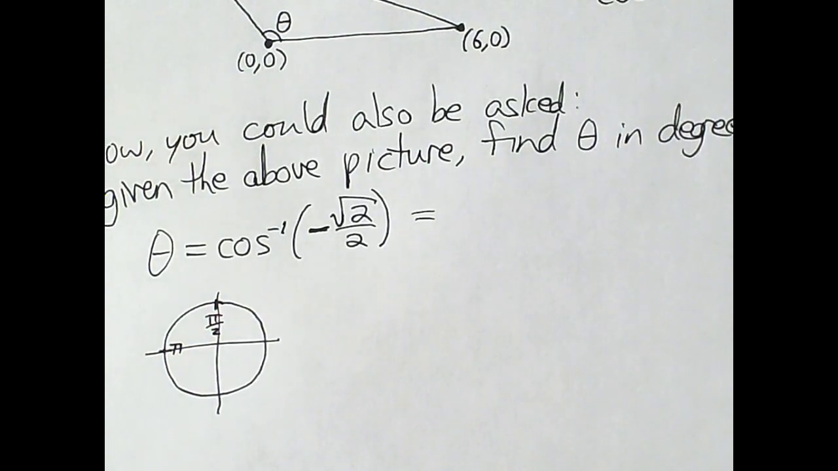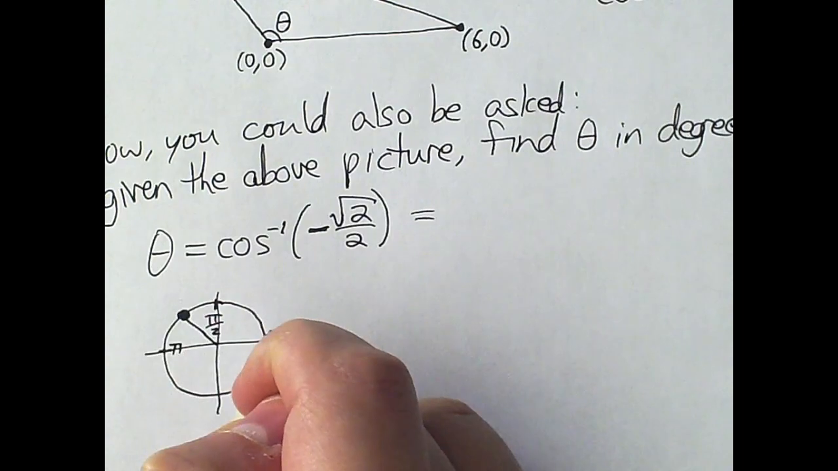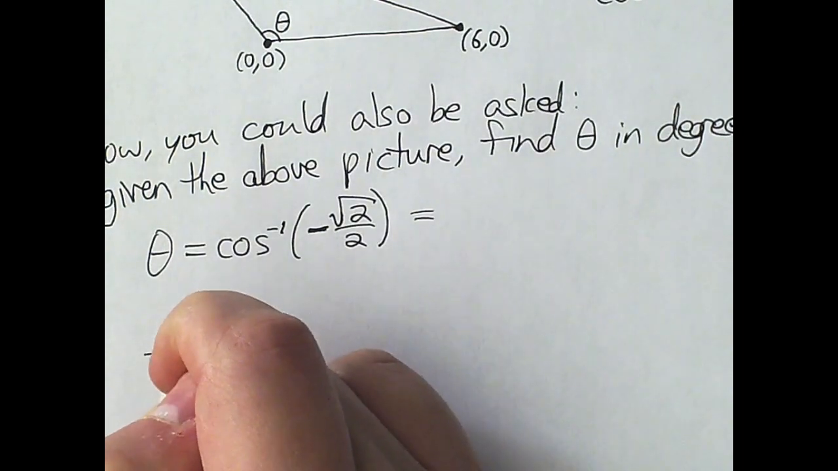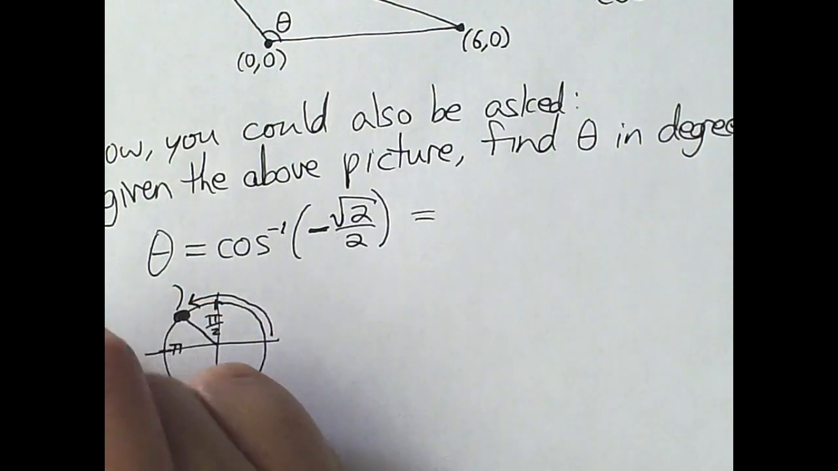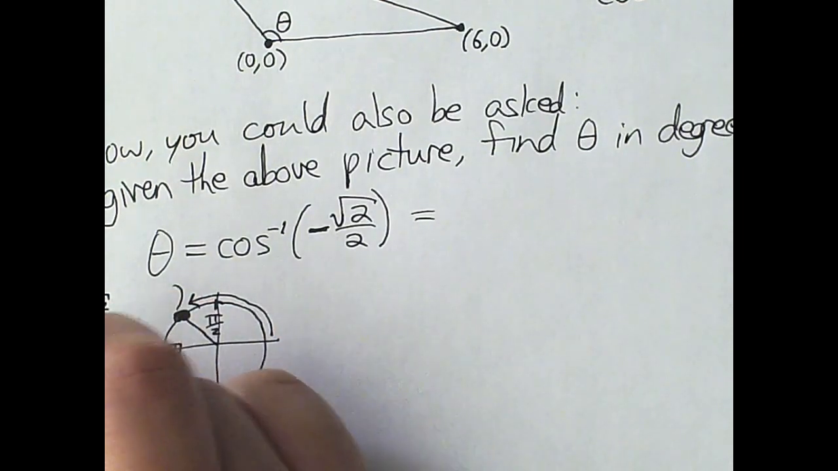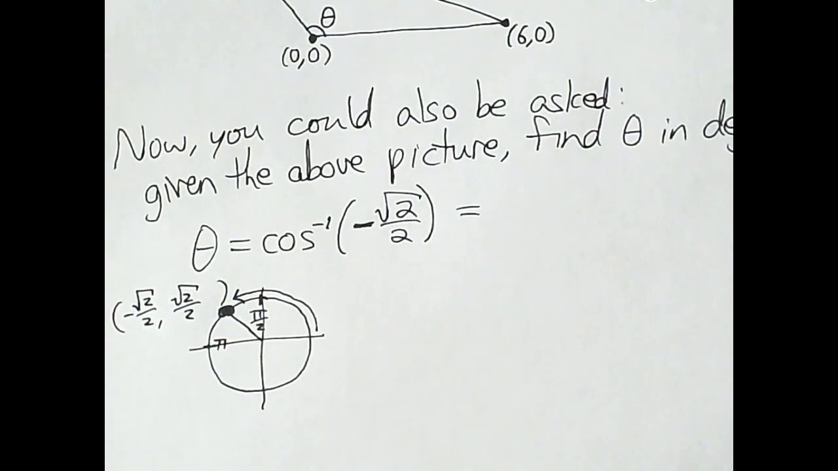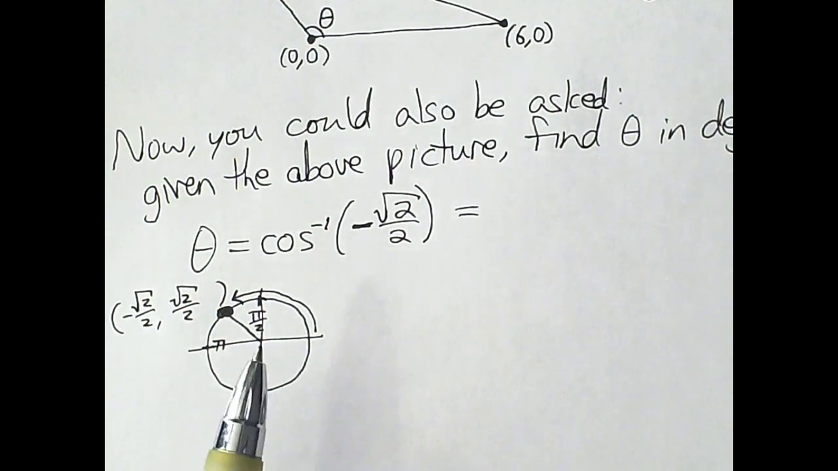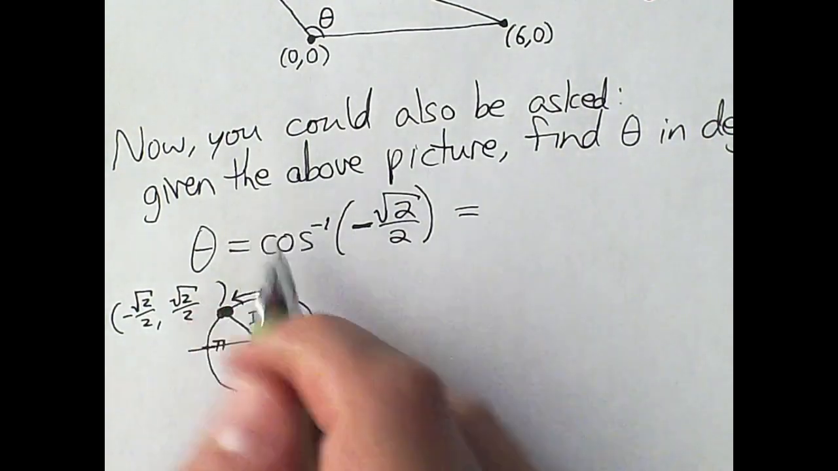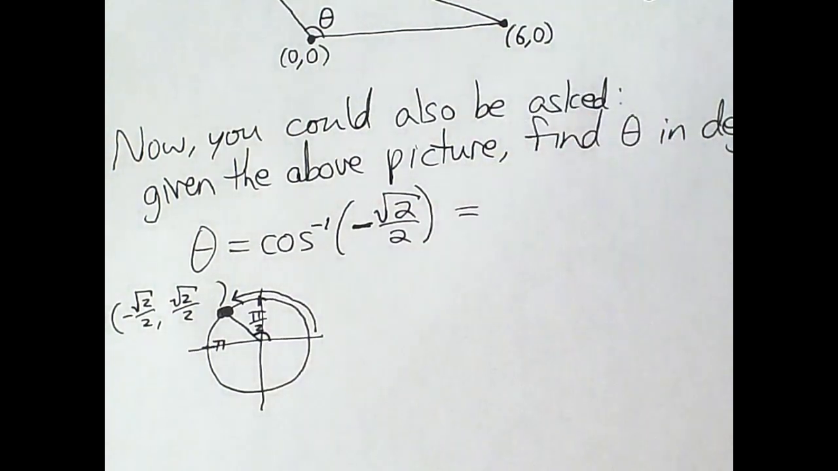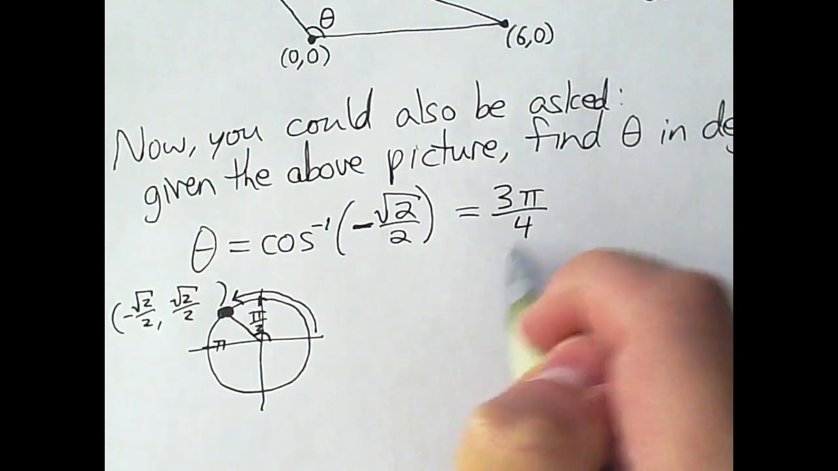on my little picture. And I'm thinking, what about right here? What about going this far around to this angle? Doesn't this get us to the point negative root 2 over 2, comma, root 2 over 2? What angle is that? It's going to be 3 pi over 4.